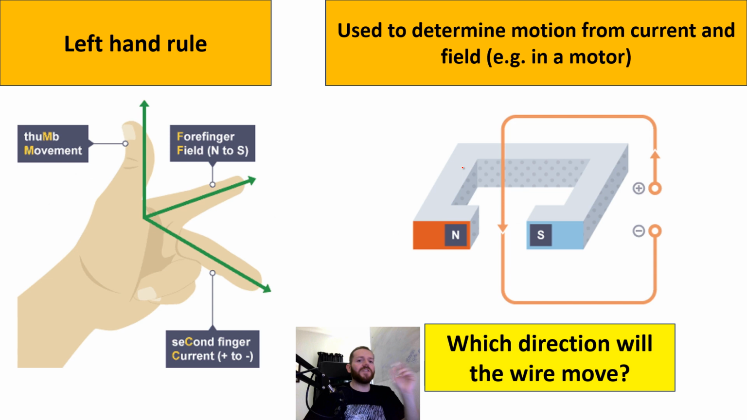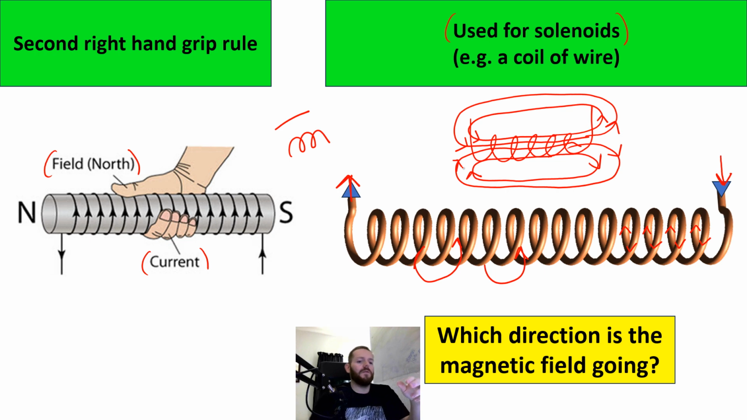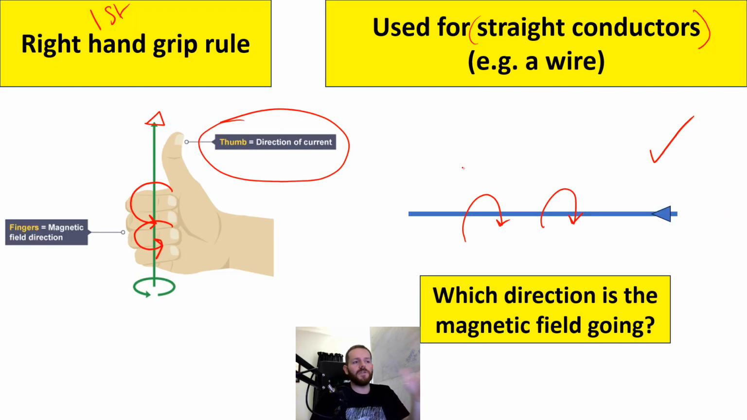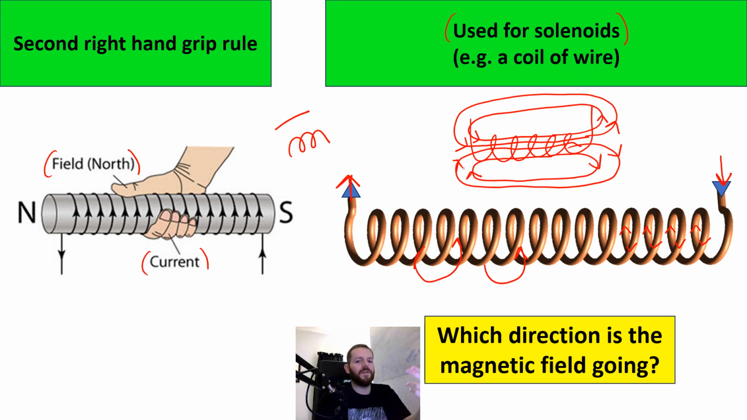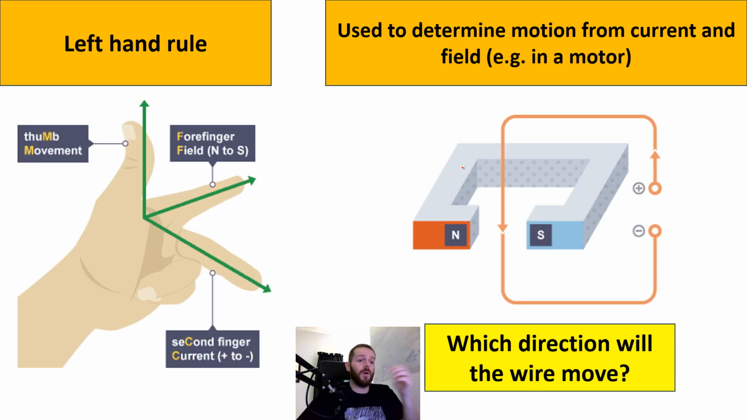So the left-hand rule, this is where people start to get things mixed up, I think, because we're adding in a third variable. For the first two, there were only two variables on each hand. So current and magnetic field. For this one, it was current and magnetic field. Now I'm telling you that there's motion involved as well.